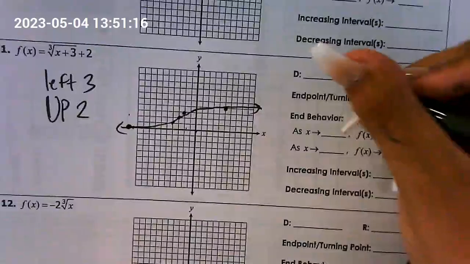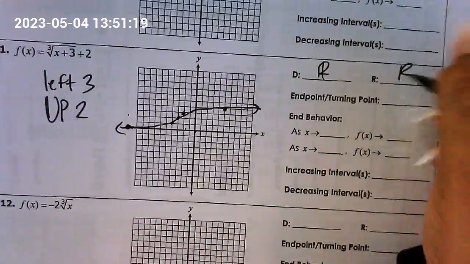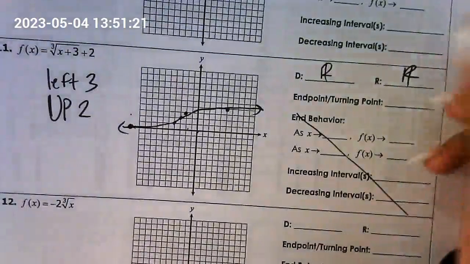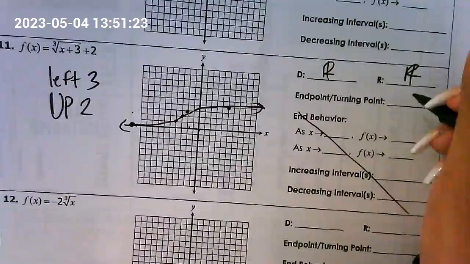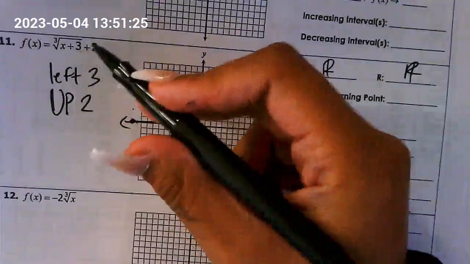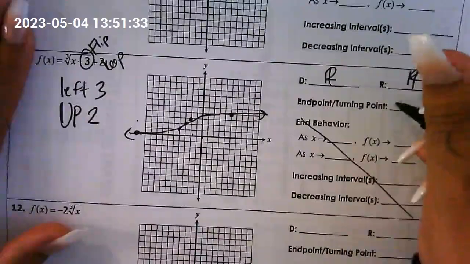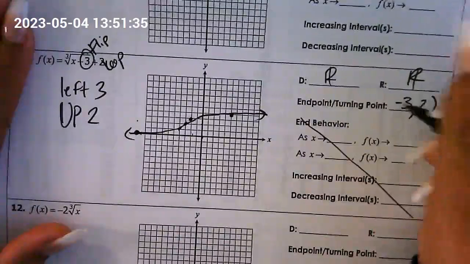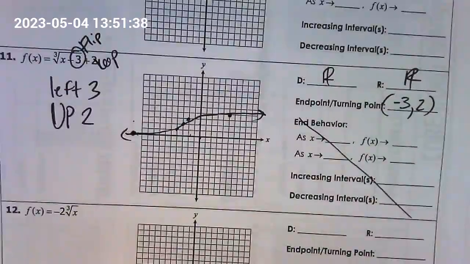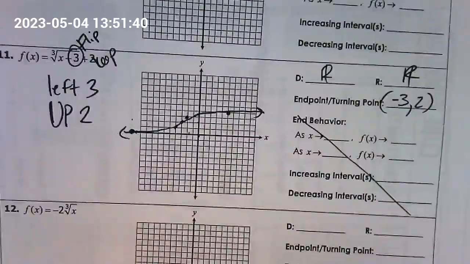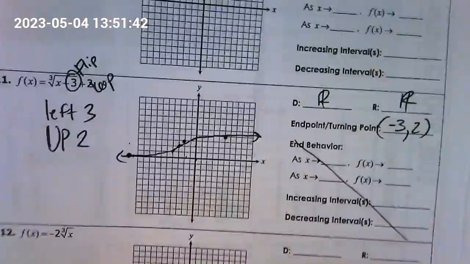Domain range for cube root is simple. All our numbers, and my turning point is -3 because I flip this number, I keep this number. So what was that? I crossed it out. So -3, 2. Okay. So that completes this part of your notes, page 37.